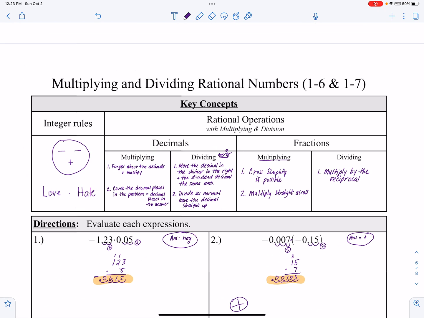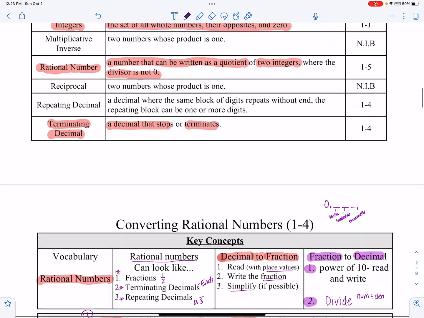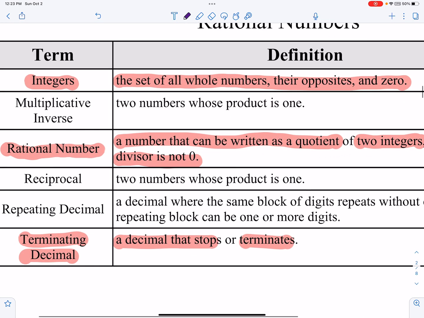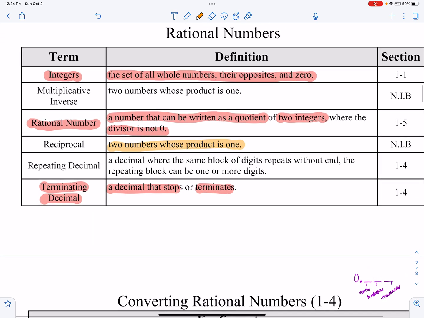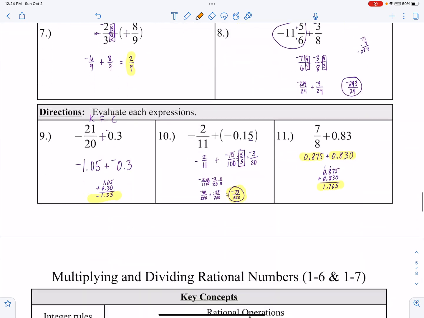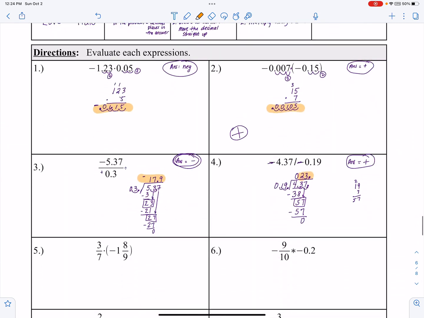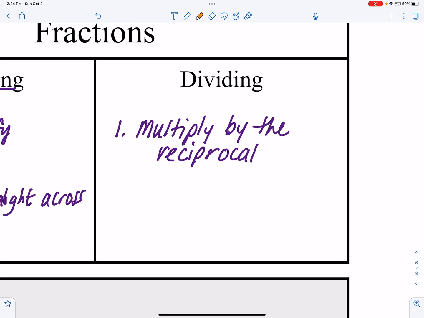And reciprocal, I believe it's up here in the vocab. Yeah. So the reciprocal is two numbers whose product is 1. Okay. So basically it means flipping the numerator and denominator. But you'll see when we get there. So multiply by the reciprocal. It's flipping your numerator and denominator.